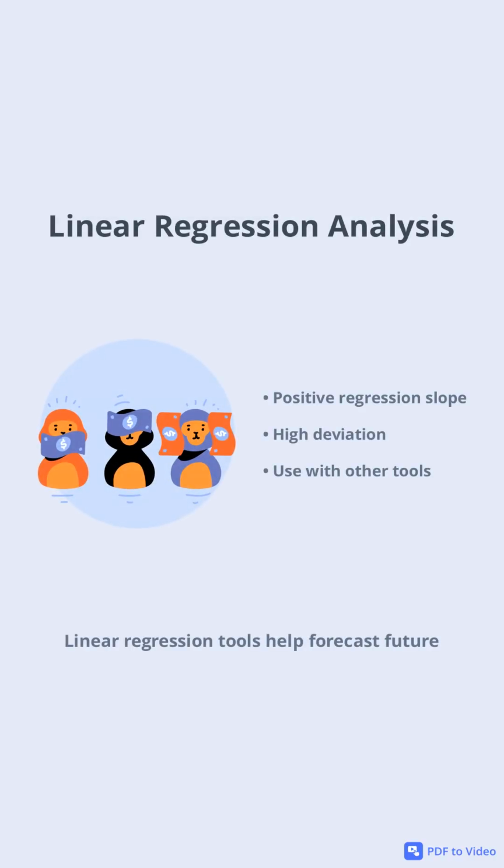Linear regression tools help forecast future price movements based on historical data. For ONDS, the slope is 0.013, with a predicted value of 7.62 and a deviation percent of 8.08. While the upward slope suggests a positive trend, the relatively high deviation indicates that actual prices can stray significantly from the model. This highlights the importance of using regression as one tool among many.